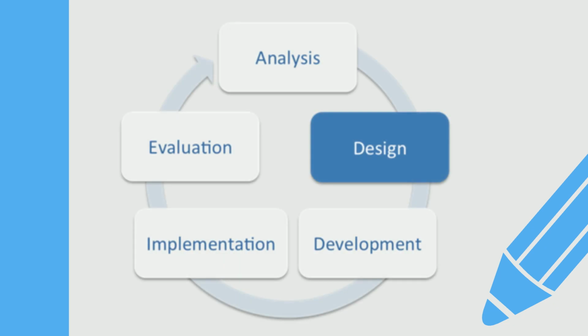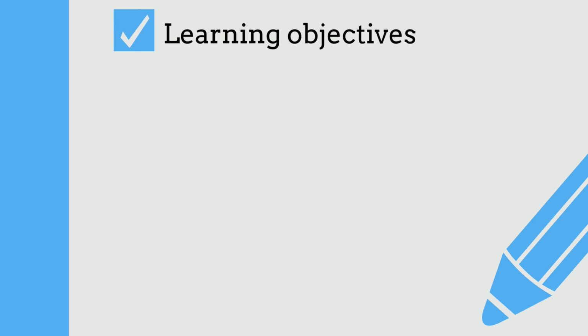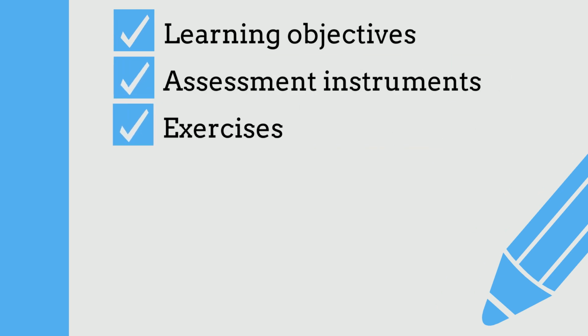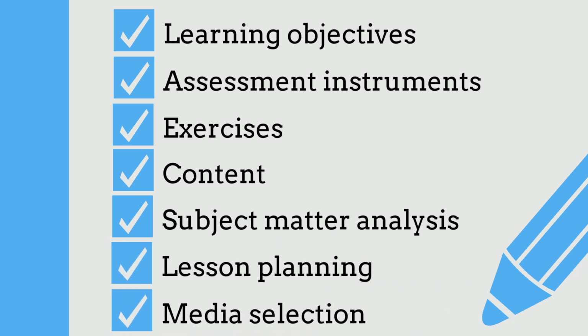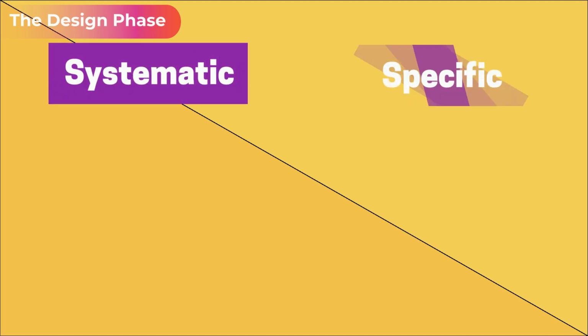With your analysis done, you then get to the design phase. This is where you take all of the learnings of the previous phase and use them to make practical decisions. The design phase deals with learning objectives, assessment instruments, exercise, content, subject matter analysis, lesson planning, and media selection. The design phase should be systematic and specific.